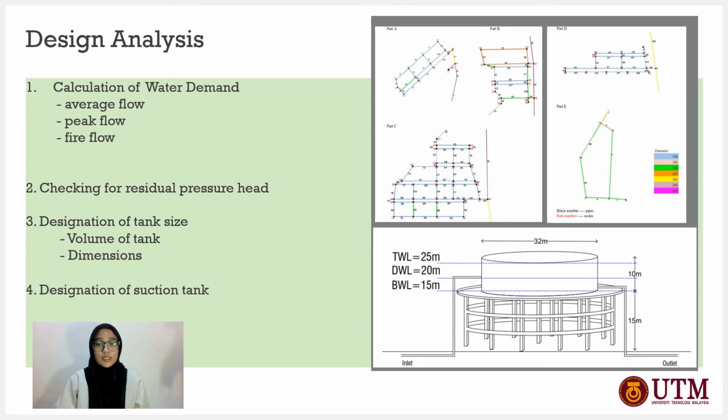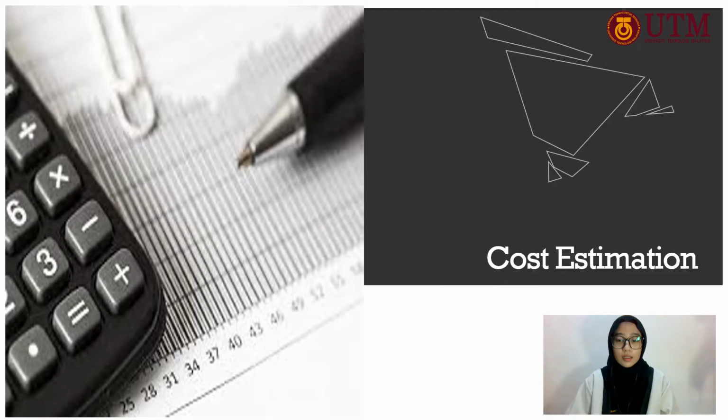At the right side of the slide, there is a schematic diagram of the pipe layout, and we have a few parts, which is part A, B, C, D, and E. After that, we do the checking for residual pressure head and design for tank size by calculating the volume and determine the dimension of the tank. And the last one is we design the suction tank.